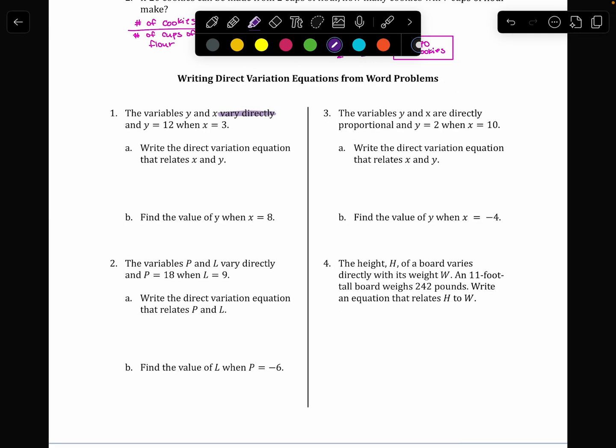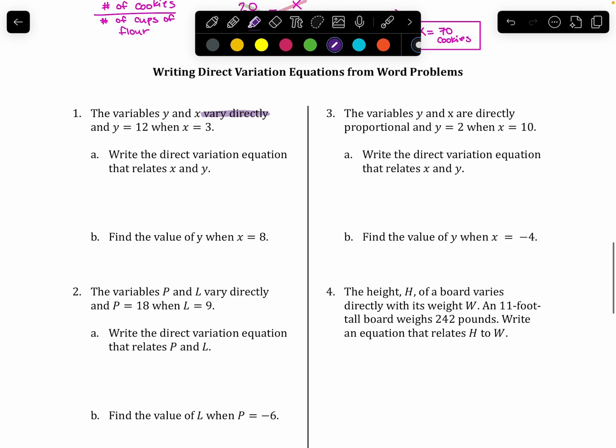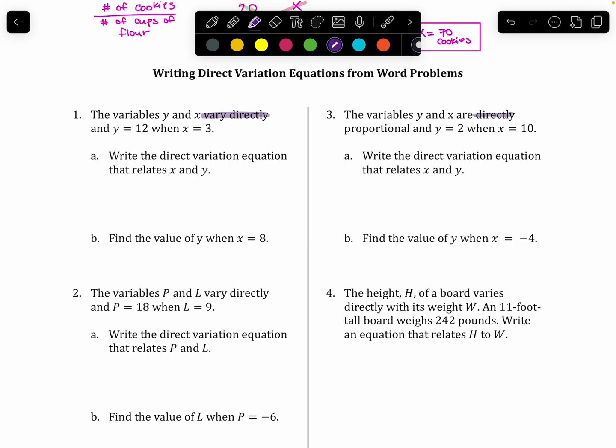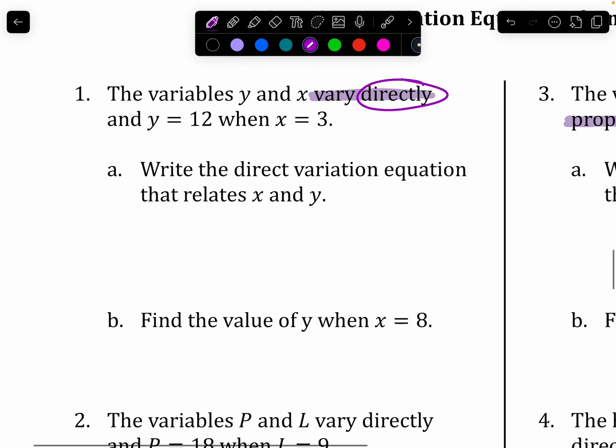Direct variation equations will always tell you that they're direct variation equations by using something like "varies directly," or, let's see, there's another one. Over here on number 3, it says they are directly proportional. So on all of these questions, it has the word direct or directly. If you see that, you automatically think to yourself, it is direct variation, it is nothing else, okay? But I'm going to look at number 1.